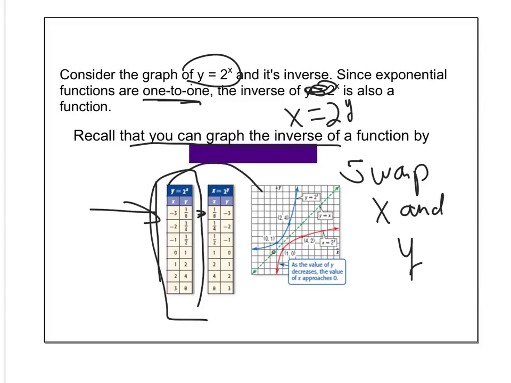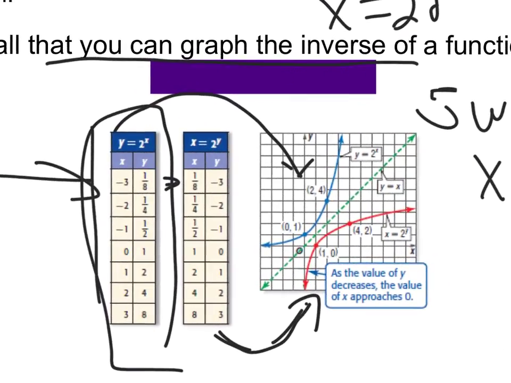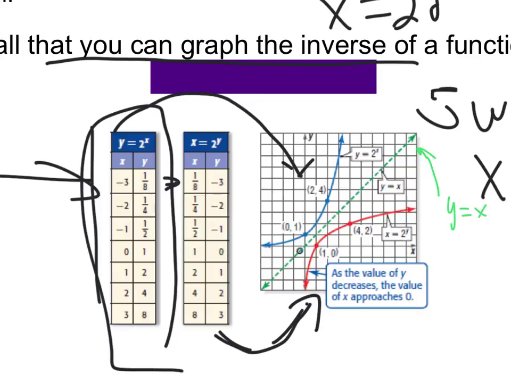This one would be your y equals 2 to the x. This one would be x equals 2 to the y. But notice, it's perfectly symmetrical about the line y equals x. That is this green line right here. That's y equals x, so it's perfectly symmetrical about that. So it's the inverse of an exponential.